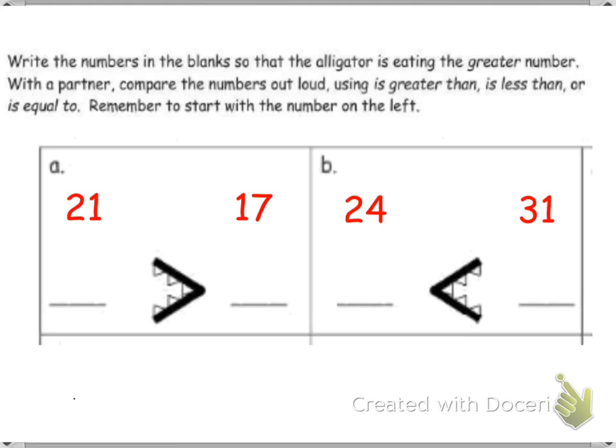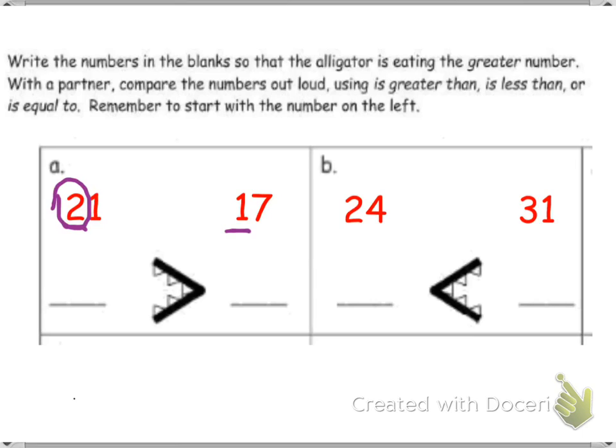Okay, so for A, we have 21 and 17. Now remember, we read numbers whenever we are comparing them from left to right. So we're going to look at the tens place first. We have 21 has two tens and 17 only has one. So we automatically know that 21 is bigger because it has two tens. So now we know that 21 is bigger.